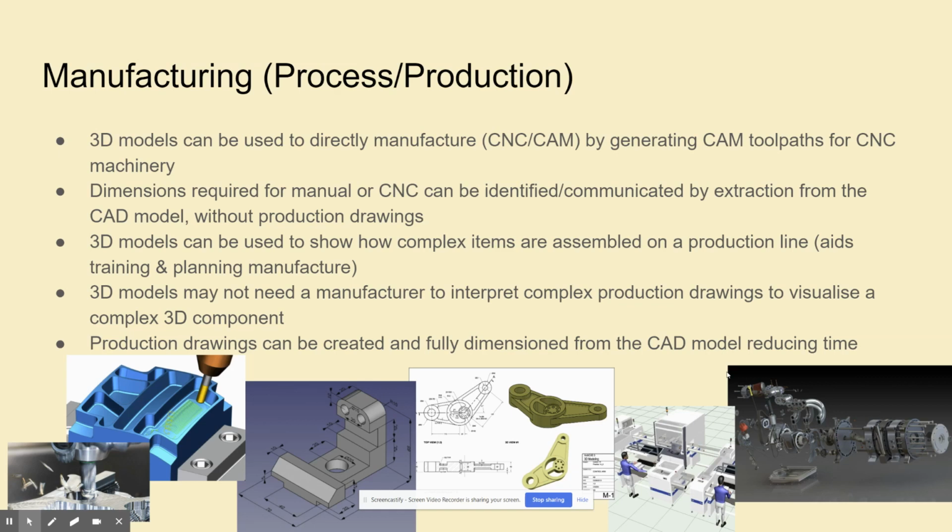And as well as that, it may be that it's just simpler for a manufacturer to interpret information from a CAD model than it would be from a production drawing. Because looking at a production drawing might take a while to get your head around, particularly with a complex object, whereas with a CAD model, you can just open it, look at it in 3D, explore it, take it apart, and so on. So there are a range of big advantages for the actual process and production side of CAD as well.